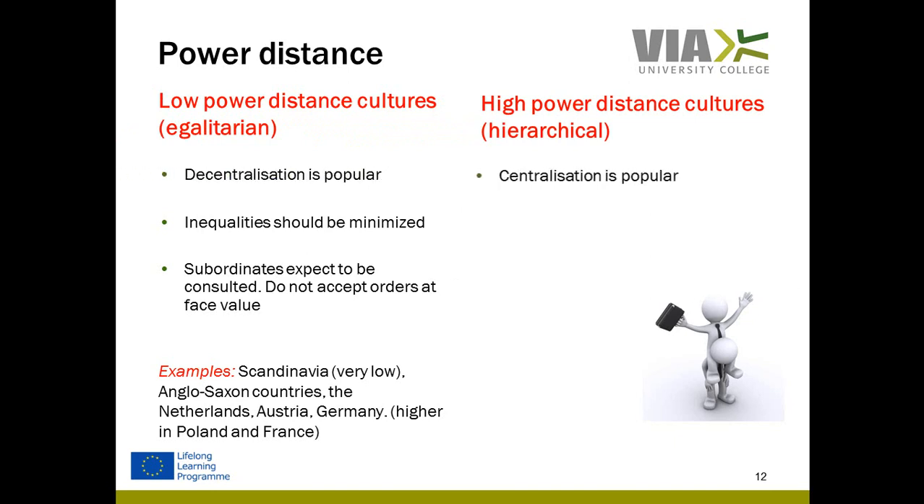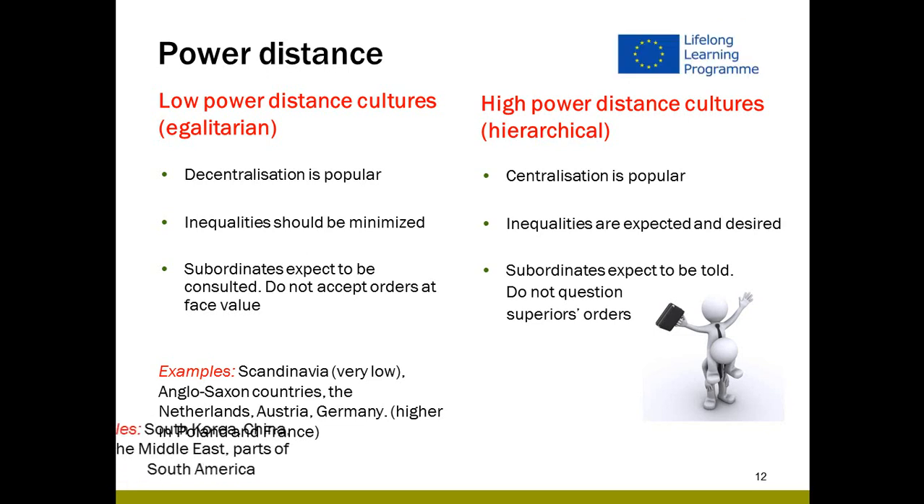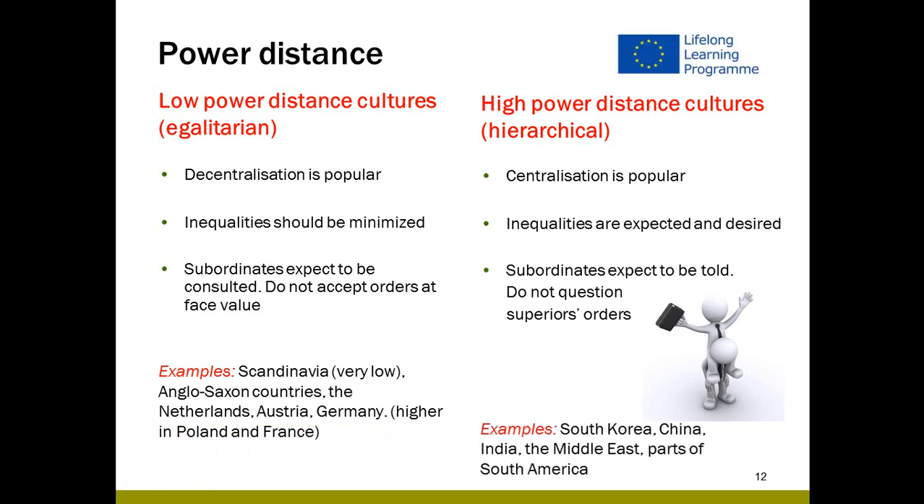In countries scoring high in power distance, such as Mexico and India, you find a greater centralization of power. People offer a great deal of formal respect to leaders. Titles and status are important, and you'll find many middle managers, and leaders and followers are unlikely to socialize together. Finally, subordinates are not expected to question their superiors. And examples of high power distance countries are South Korea, China, India, the Middle East, and parts of South America.